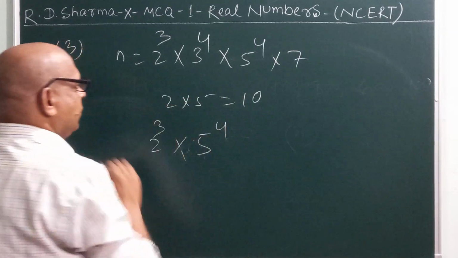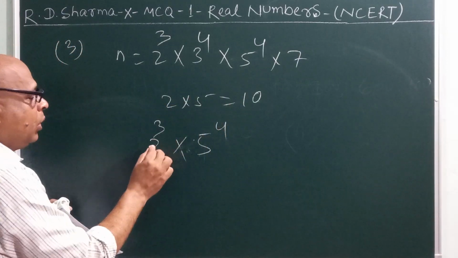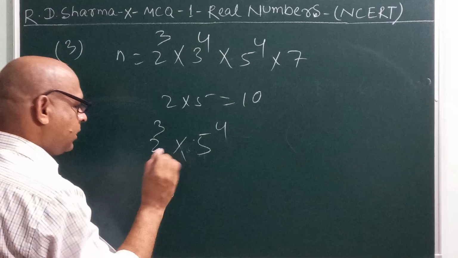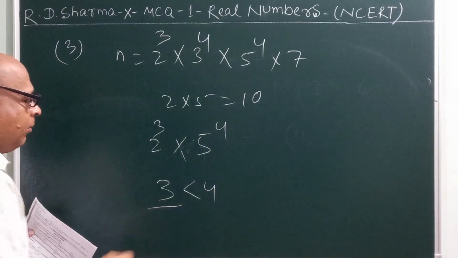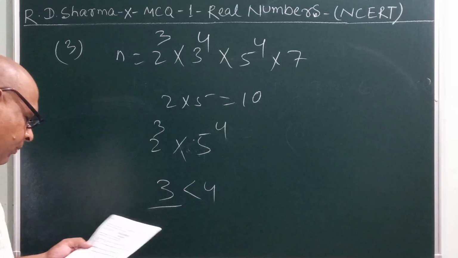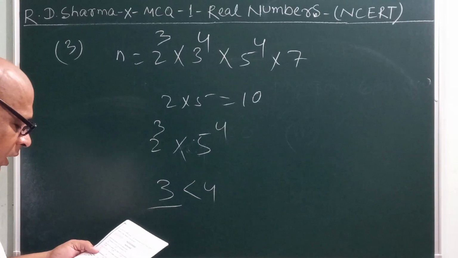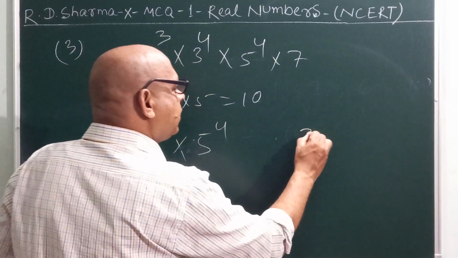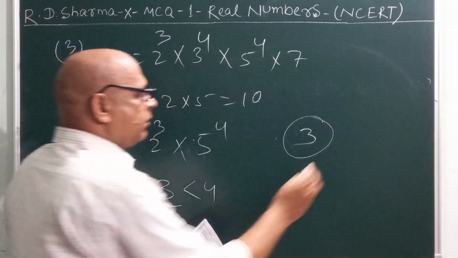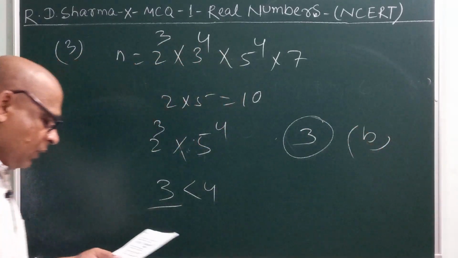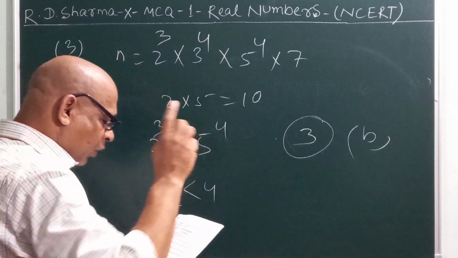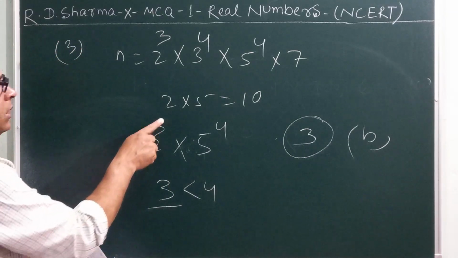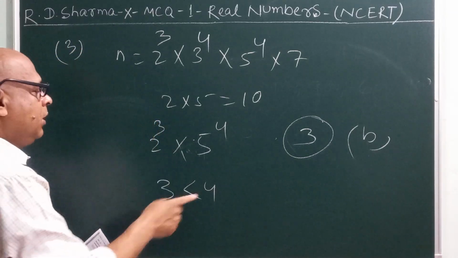So 3 zeros, because 2 to the power 3 into 5 to the power 4. The consecutive zeros is 3, less than 4. So the number of zeros is 3. When n is a natural number, the consecutive zeros is 3. Answer 3. Option is B. This number has consecutive zeros 3, because the power of 2 is 3.